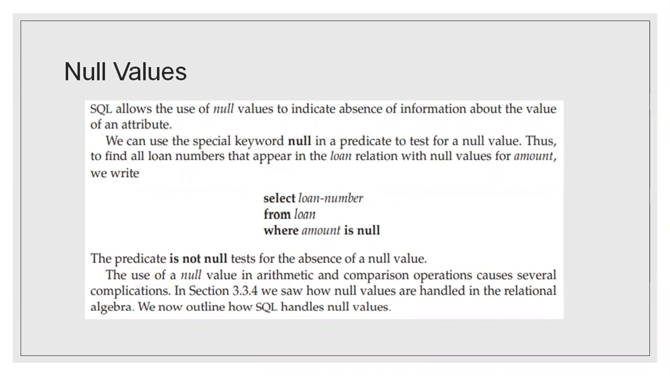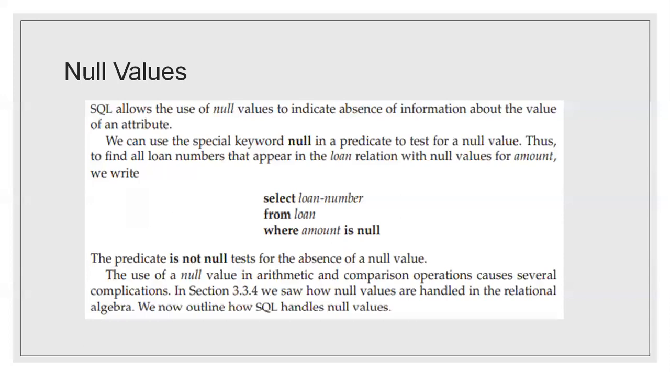So what is null? In some cases, we do not have any value for that particular entry in the attribute. Suppose there are two attributes, mobile number 1 and mobile number 2, as everyone uses two different SIM cards. But sometimes it is possible that a particular person is using only one mobile number. So at that point, the mobile number 2 field, that is an attribute, is going to be null. So we can use the special keyword NULL in a predicate to test for null value.